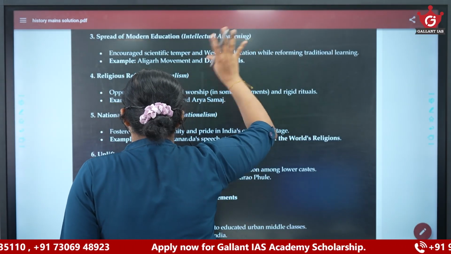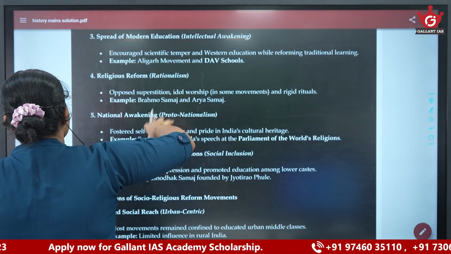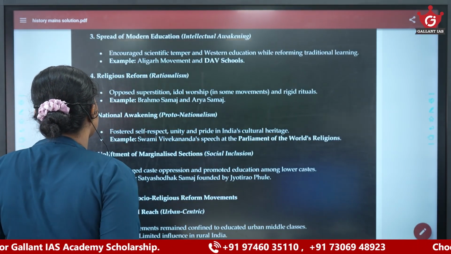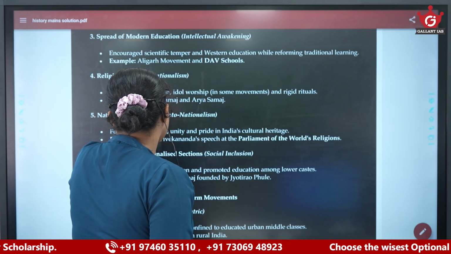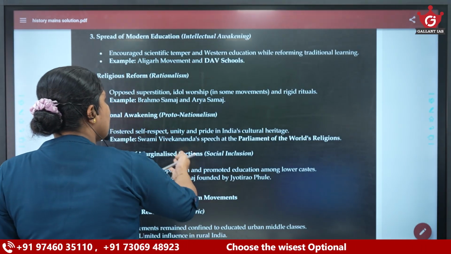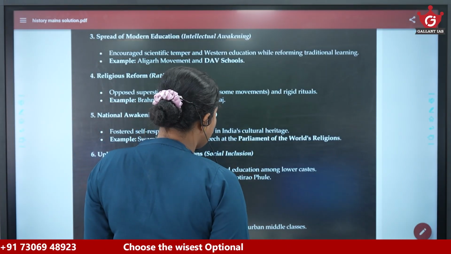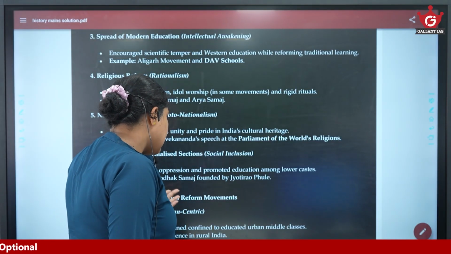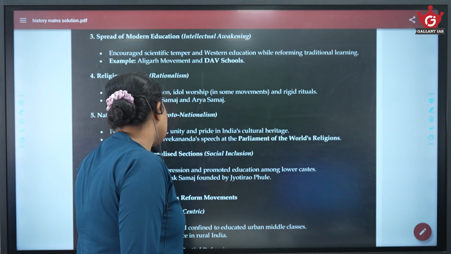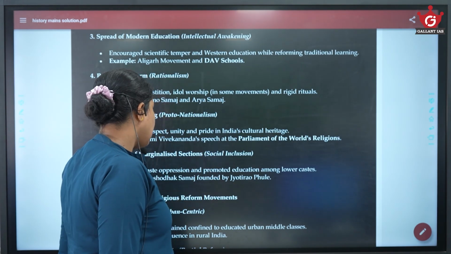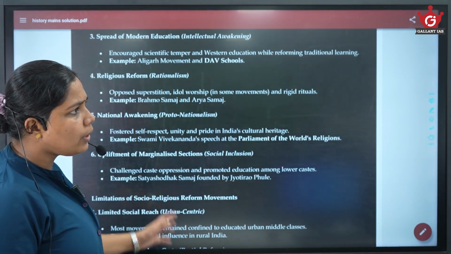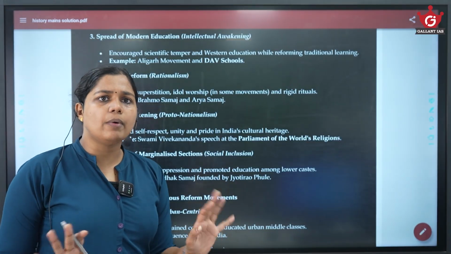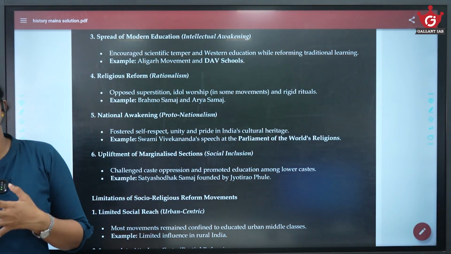About the scientific temper, then about rationalism, you can mention the Brahma Samaj. About national awakening, you can mention Swami Vivekananda's speech at the Parliament of the World's Religions. Regarding upliftment of marginalized sections, you can talk about Satyashodak Samaj by Jyotirao Phule. Try to give examples so that whatever points you write, the examiner gets very much connected with you.